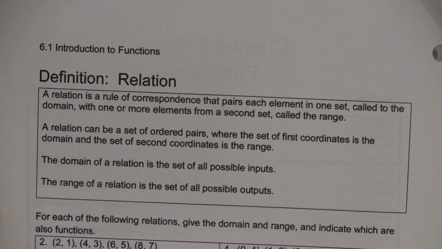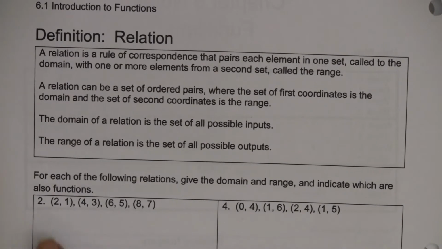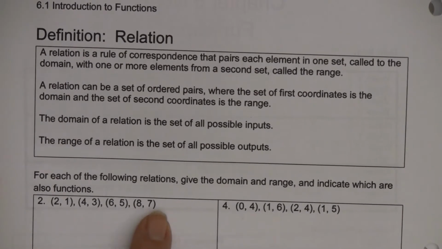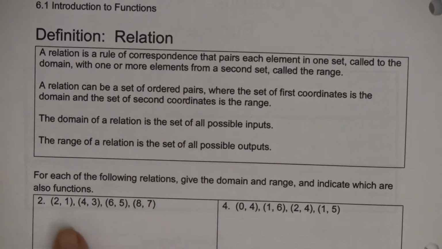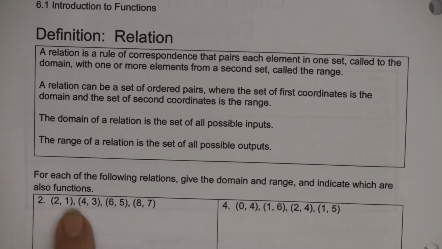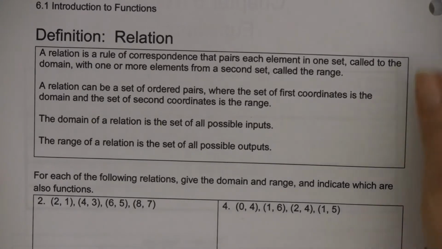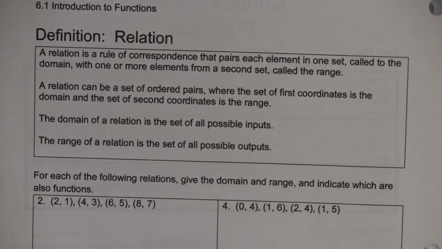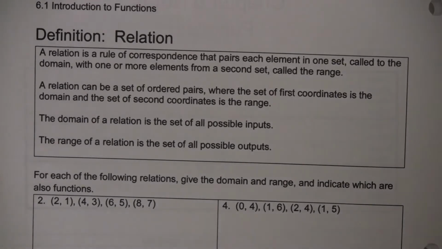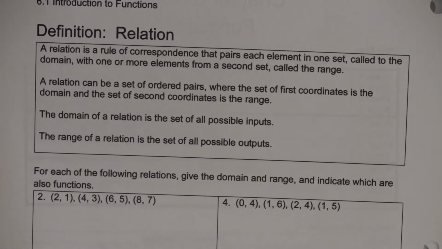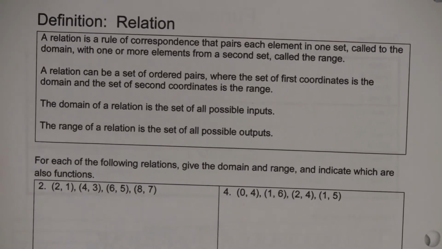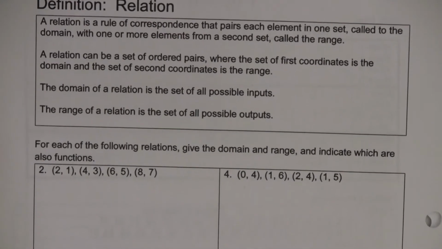So here on number 2, here is a set of ordered pairs. And so that is a relation. They're talking about a domain, and they said it was the first coordinates, which is x. And they talk about the range, which they said is the second coordinate, which is y. Now they also said the domain is the possible inputs, and the range is the possible outputs. So we're going to answer this first question here on problem 2. They ask us to give the domain and the range, and so we're going to do that.